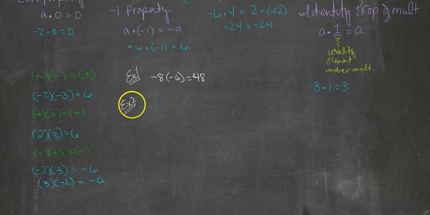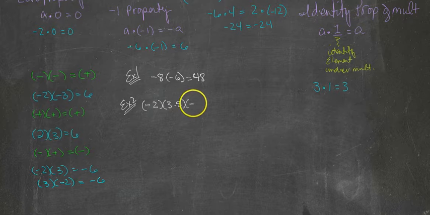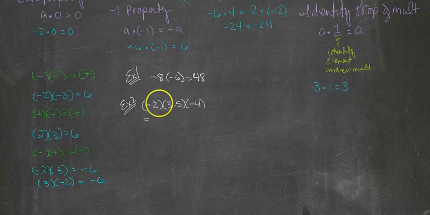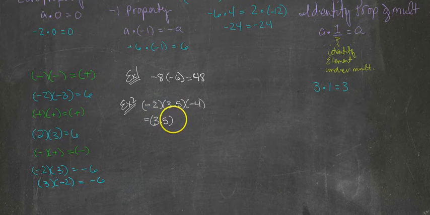Example 2, a -2 times a positive 3.5 times a -4. The answer is going to be positive because 2 negatives makes a positive, and it'd be 3.5 times 8, and that would be the commutative property.